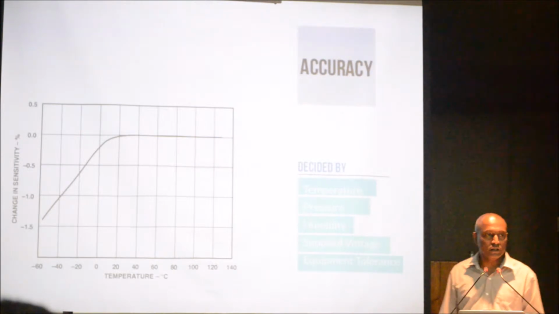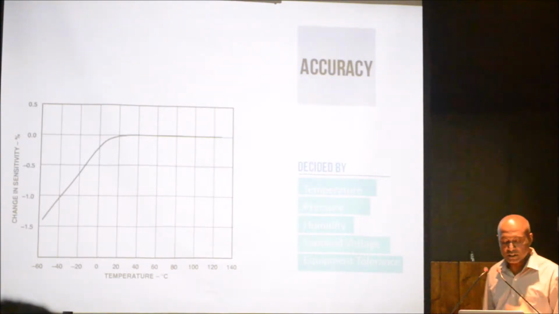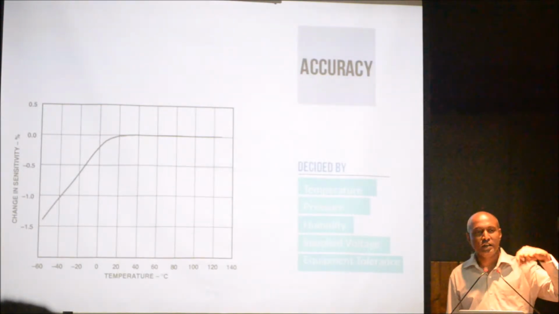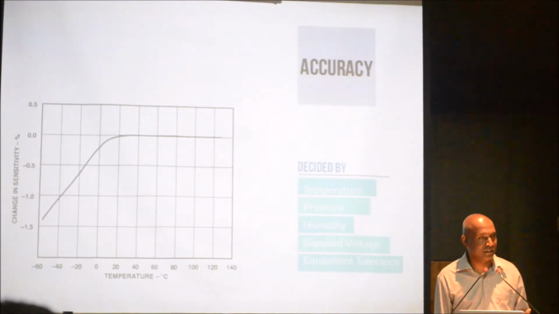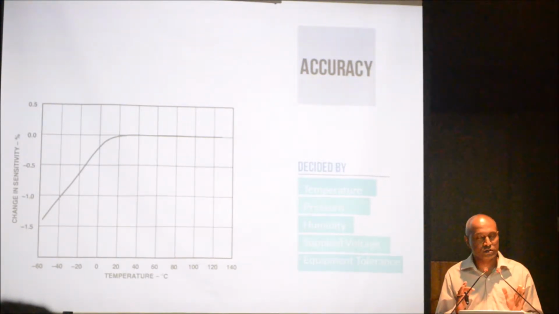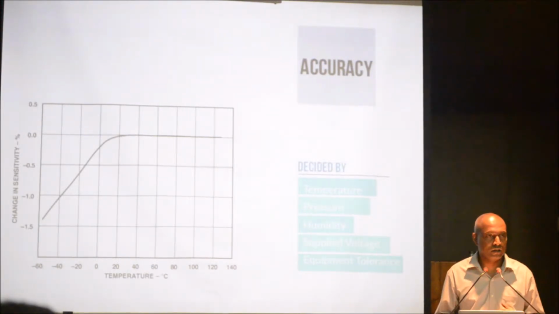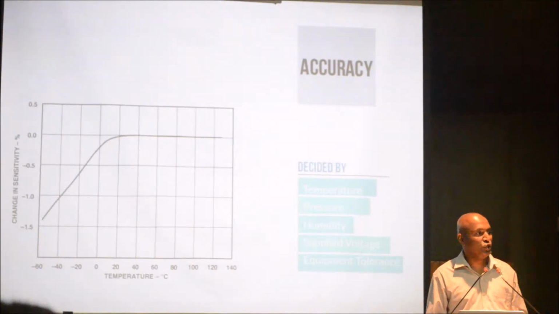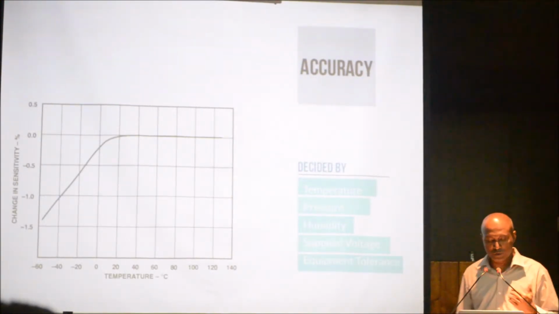The next one is accuracy. When it comes to accuracy, it depends on certain factors. It is decided by the temperature. For instance, if you place your sensor exposed to direct sunlight, of course the temperature would increase. We'll have to see whether those temperature increases would affect our readings or not. There are graphs, so looking at the data sheet, you can see those ranges. Similarly, you can have pressure, humidity, and all those factors, and especially the supplied voltage.